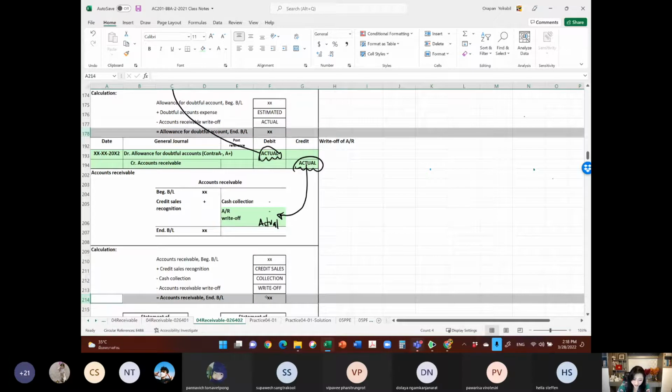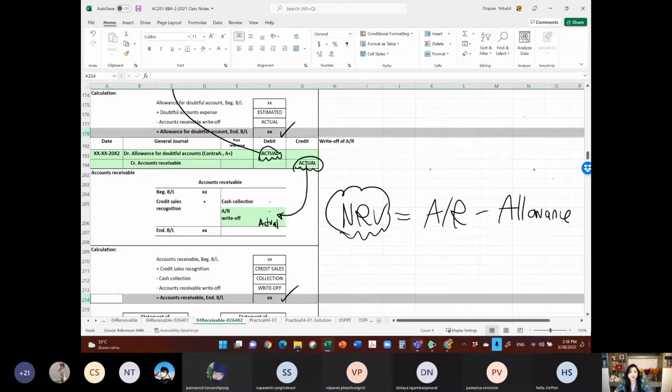Because this AR would be subtracted by the allowance to get the NRV. Okay. Recap one more time, right? NRV is determined by the receivable minus the allowance. So you have to know the receivable here and you have to know the allowance here, okay, so that you can do the calculation for the net realizable value.